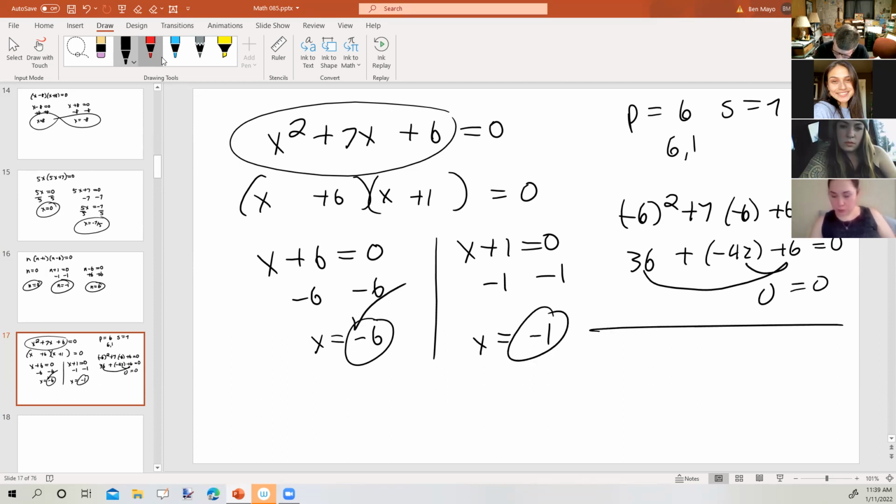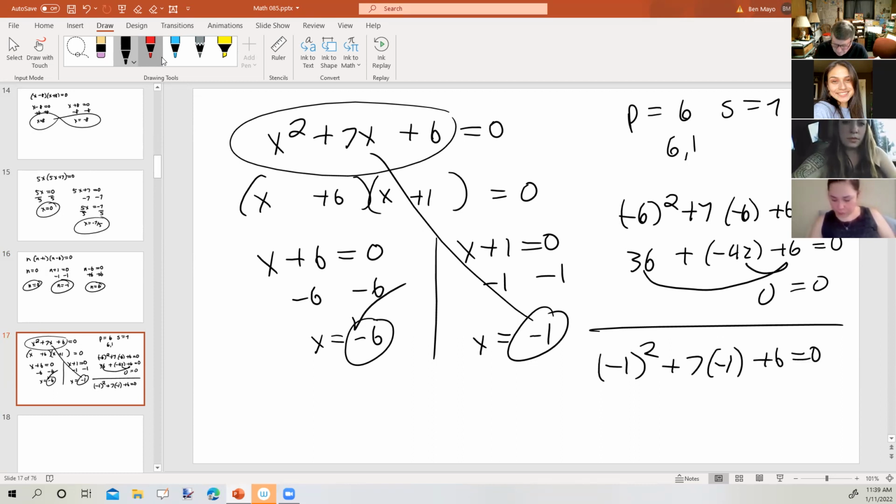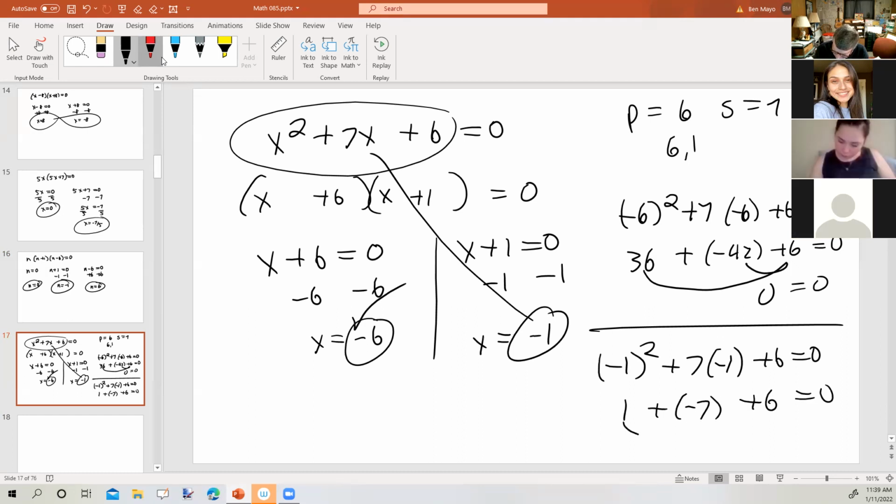How about x equals negative 1? Plugging that in here, negative 1, the quantity squared, plus 7 times negative 1 plus 6 equals 0. Negative 1 squared is 1. 7 times negative 1 is negative 7. And we get 1 plus 6 is 7, plus negative 7, 0 equals 0. So both solutions check. This is a second degree equation. It has two solutions.